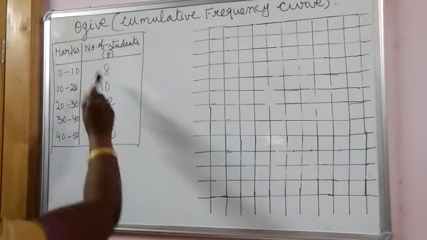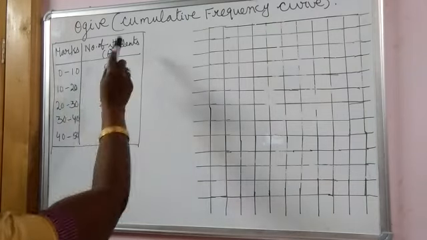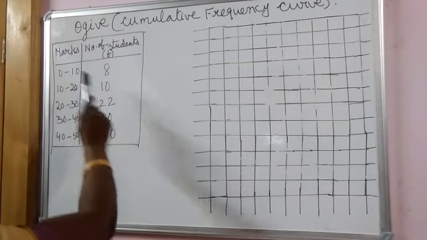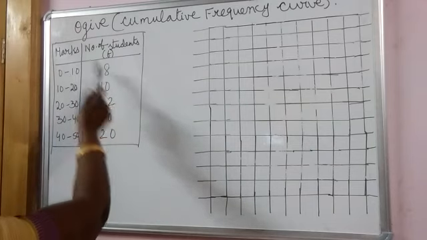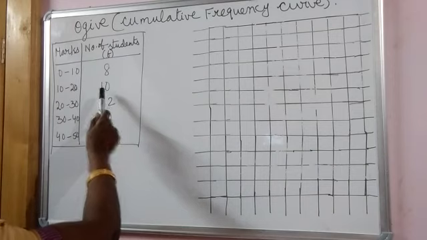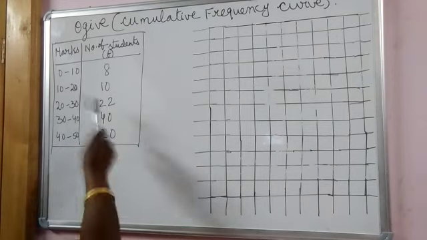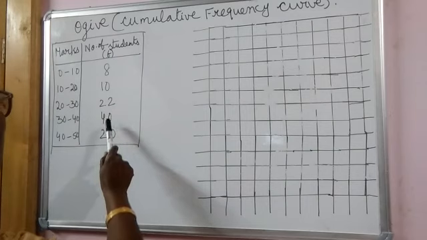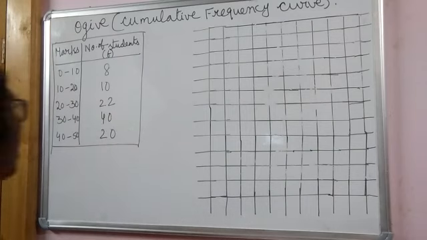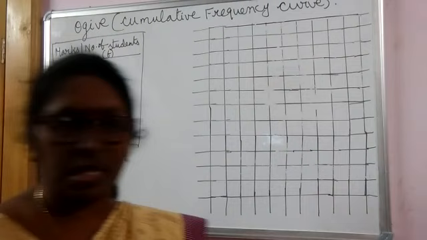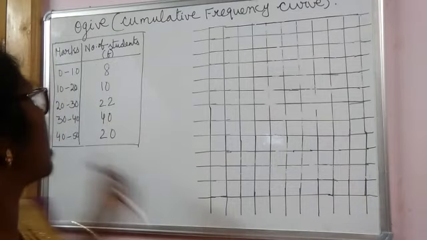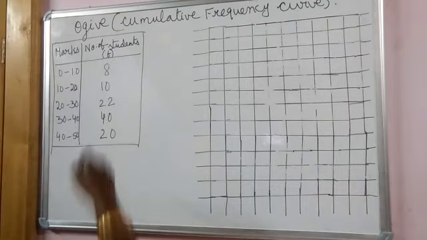Here I have given the frequency distribution: 0 to 10, 8; 10 to 20, 10. Means 8 students got 0 to 10 marks, 10 students 10 to 20 marks, 22 students have secured 20 to 30 marks, 40 students have secured 30 to 40 marks, 20 students have secured 40 to 50 marks. Here the class intervals are continuous class intervals and the frequencies are these.